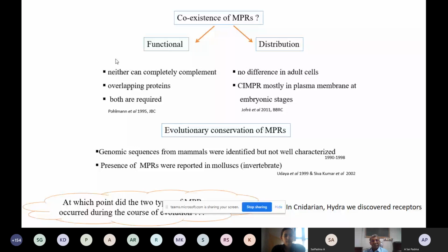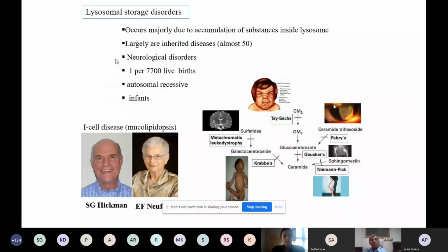In addition, more recently, we discovered this in the Cnidarian hydra also, suggesting that it is a very old phenomenon. The lysosomal biogenesis pathway is a very old phenomenon. Now, coming to the diseases that the lysosomal enzymes are involved in, why and how these diseases occur.